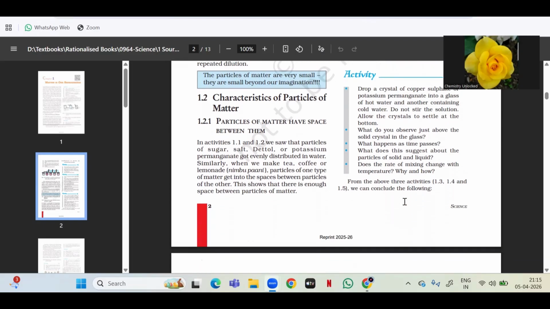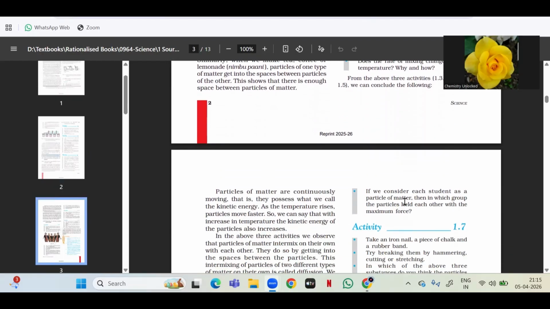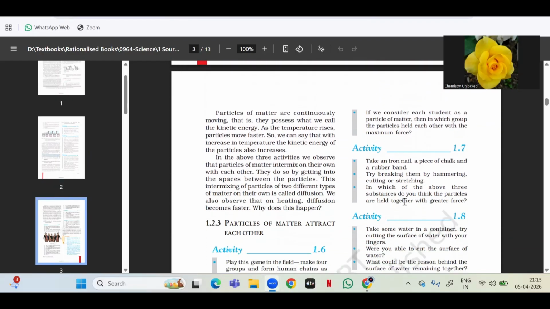So from the above three activities, 1.3, 1.4, and 1.5, we can conclude the following. So what is the conclusion? So here is the conclusion. Let me underline it for you. You can also underline in your textbook. So finally, what we have concluded is, let me write, this is conclusion number 1.